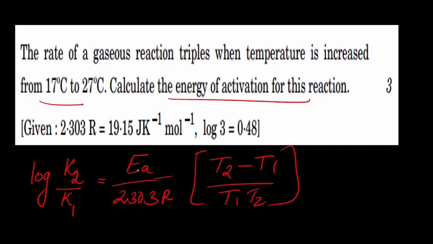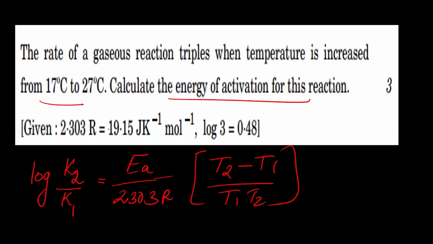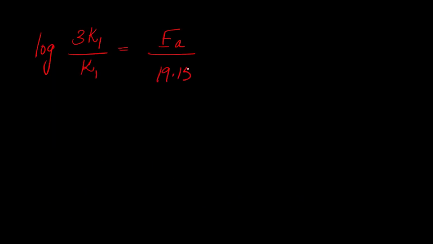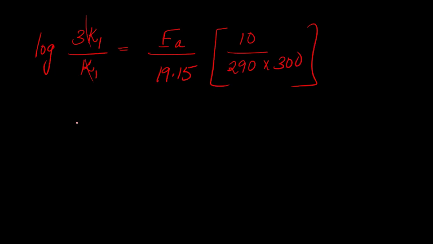What all things are given? You have to find EA. It is given that the rate of the gaseous reaction triples. That means initially it was K1, finally it will be 3K1, right? So like this it will be coming. Then EA, we have to find. And it is given 2.303, our value is directly given 19.15. You can put it here. And T2 minus T1, 300 minus 290, that is 10, divided by 290 times 300. Then you can cancel this. You will be getting log 3.